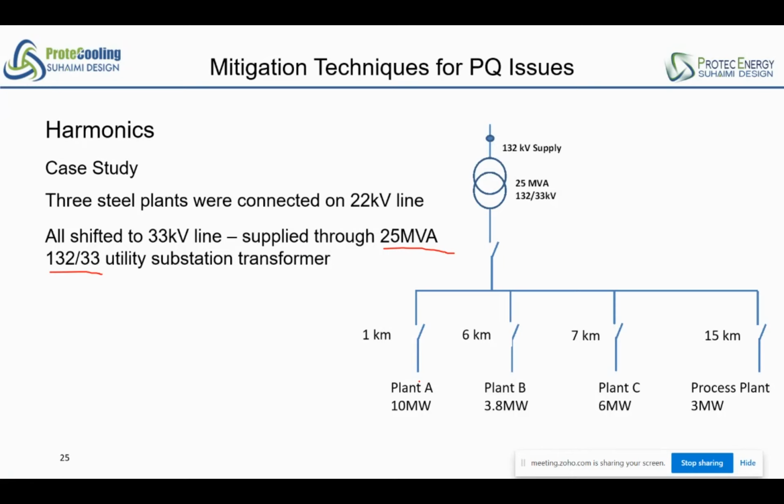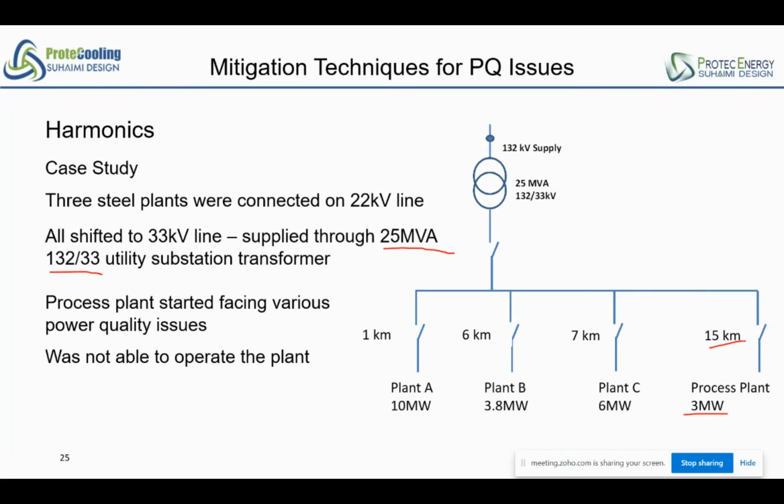Plant A, which was about 1 kilometer from the utility substation, had a 10 megawatt load. Plant B, about 6 kilometers away, had a 3.8 megawatt load. Plant C, 6 megawatt load, at 7 kilometers. The same transformer was also giving a load to a process plant, which had a load of about 3 megawatt at about 15 kilometers.